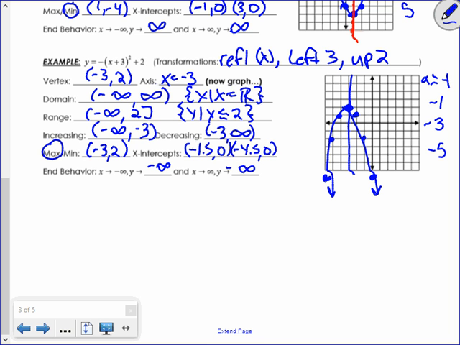Cool. Alright, so that's vertex. Those 2 examples. Do you guys have any questions about how we go through that? It's very similar to absolute value. The only difference really is that slope will be the difference in how we approach that. Any questions?